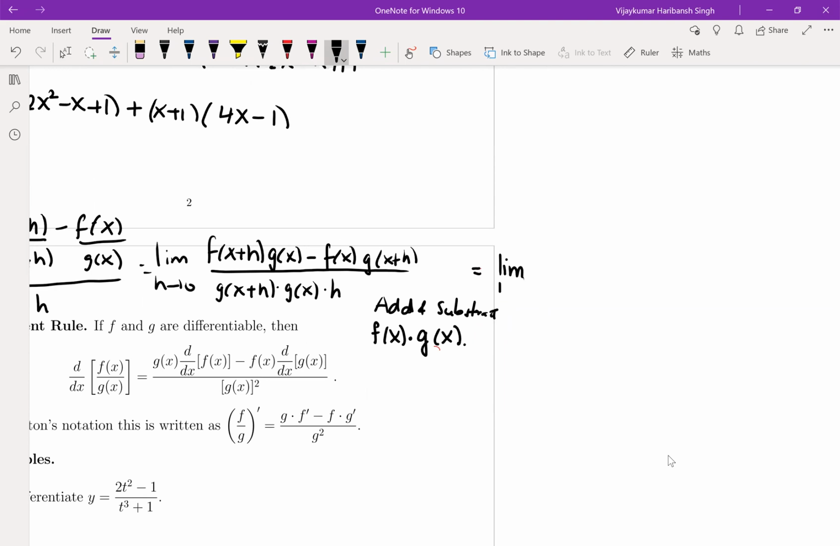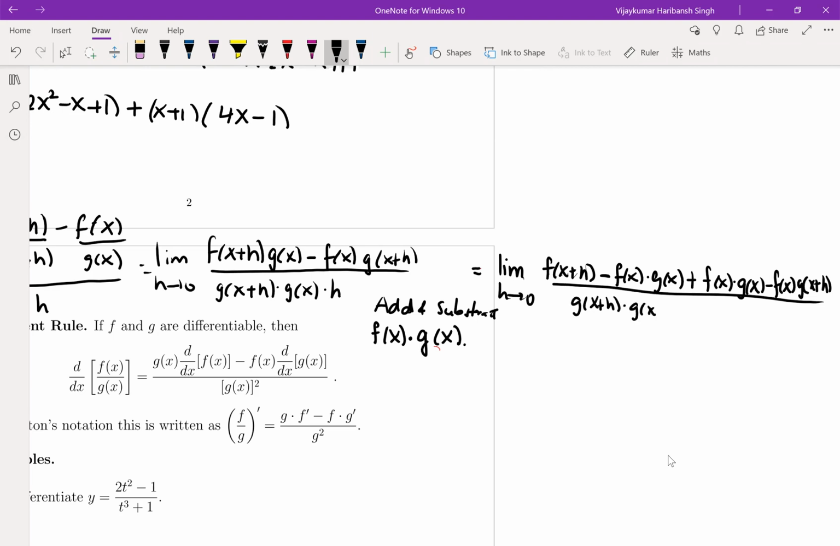Limit as h goes to 0. When I add and subtract this guy, I get f of x plus h minus f of x times g of x, plus f of x times g of x, minus f of x times g of x plus h, the whole thing divided by g of x plus h times g of x times h.